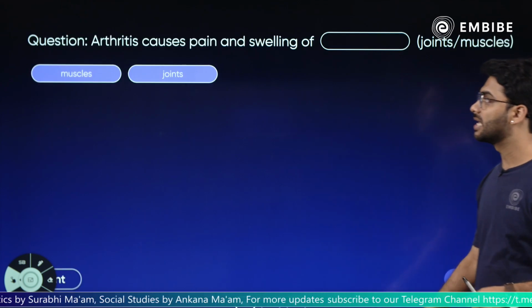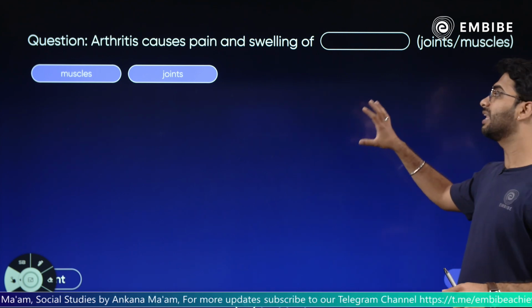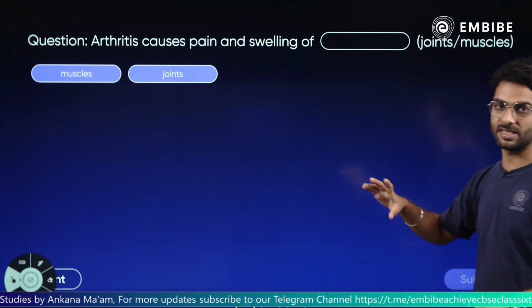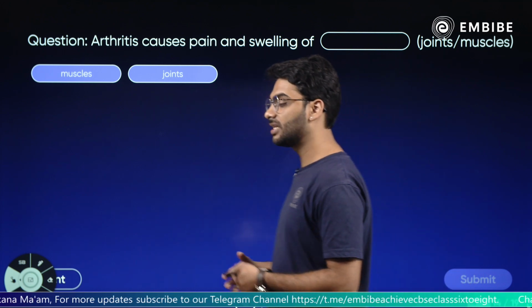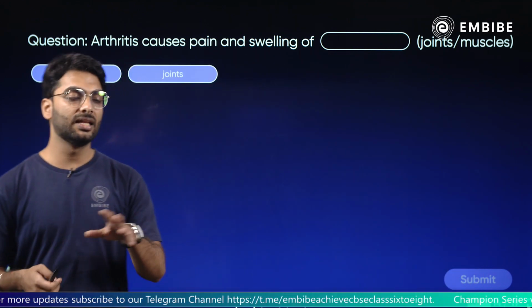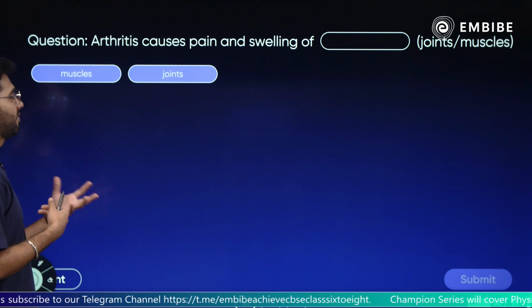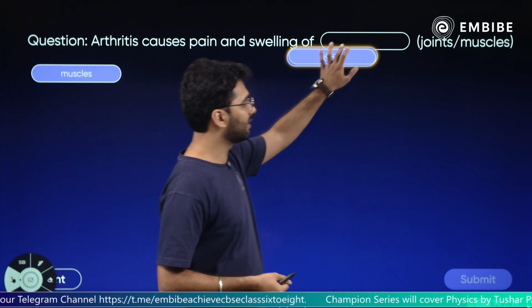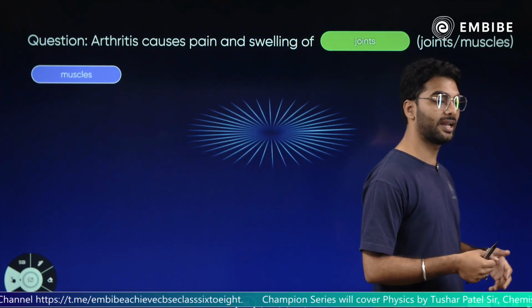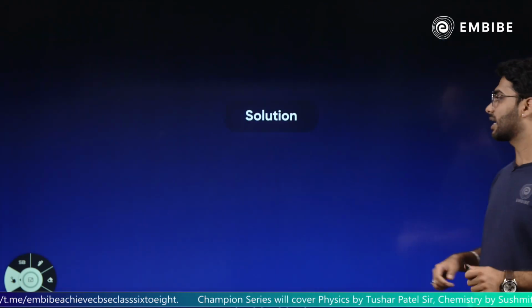Next question is, arthritis causes pain and swelling of the joints or the muscles. Where do you feel the pain? Is it in the joints or is it in the muscles? In case of arthritis, obviously it is an advanced form of joint pain, and that is why joints becomes my correct answer. So joints is the correct answer.